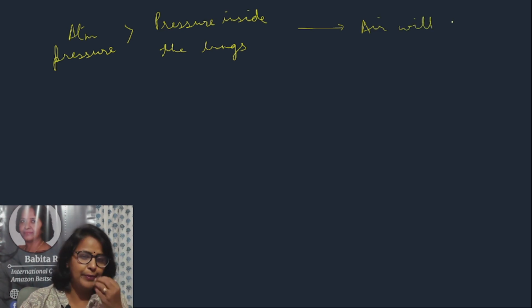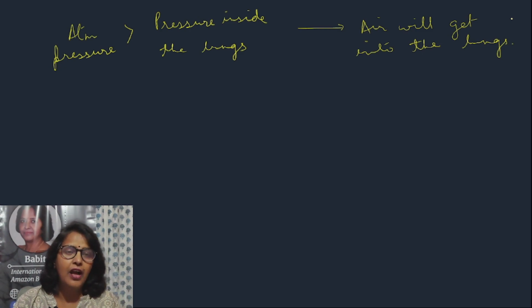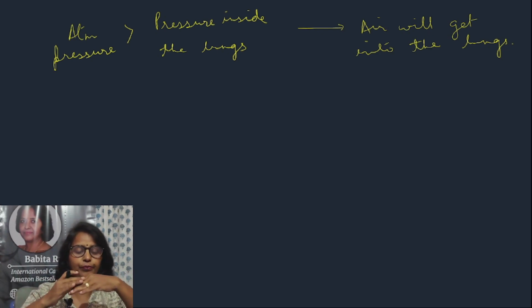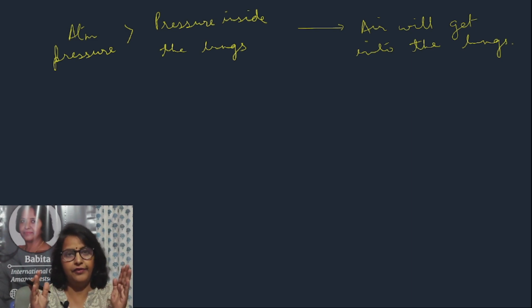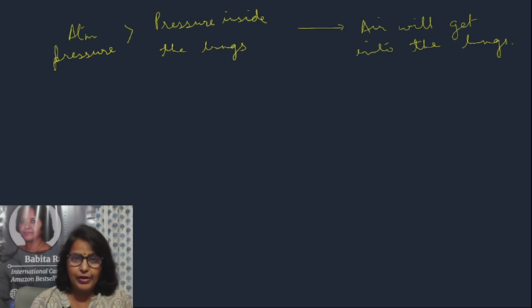So what is happening? The muscles contract. There are two different muscles which are used here, and what will they do? They will change the shape of the diaphragm. Diaphragm will become flat, and the rib cage will be pulled outward and upwards, because of which the volume of the lung will increase. When volume increases, pressure decreases. This pressure is less compared to the atmospheric pressure, so air from the atmosphere will get into the lungs. This is what happens in inhalation.